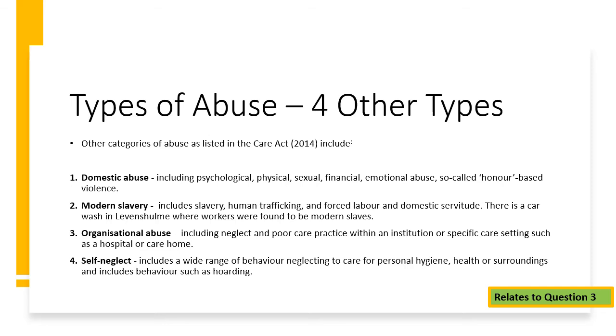Organisational abuse, this can include neglect, poor care practice within an institution or specific care setting such as a hospital or a care home. And self-neglect, which includes a wide range of behaviour, neglecting to care for personal hygiene, care for health or surroundings, and includes behaviour such as hoarding.